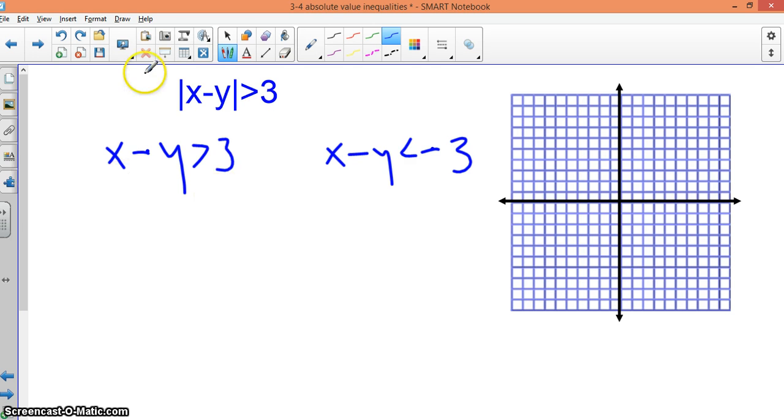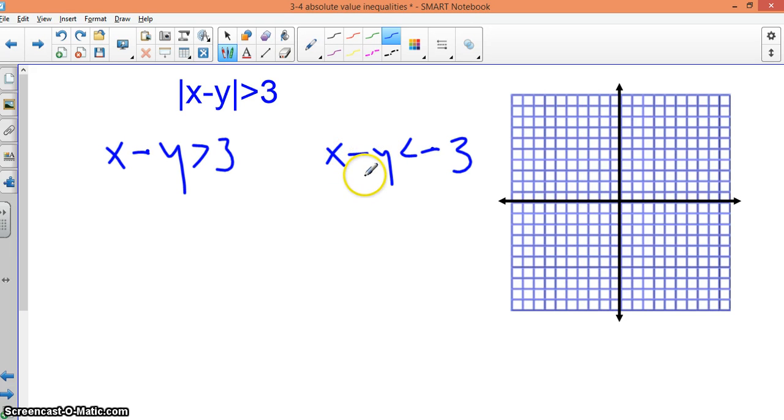If you have absolute value greater than a number, then the stuff on the inside is greater than that number, or it could be less than the negative version. If the absolute value of something is bigger than 3, it is either bigger than 3 by itself, or it is less than negative 3.